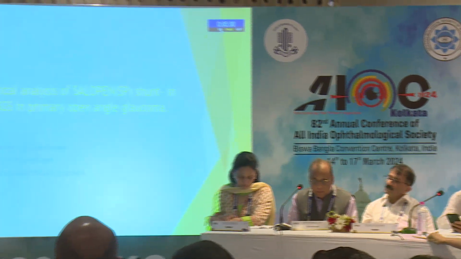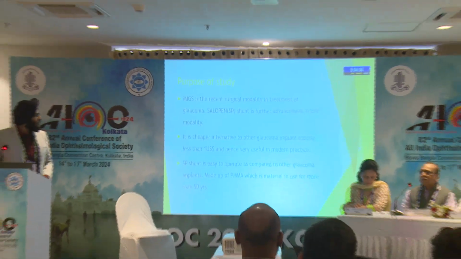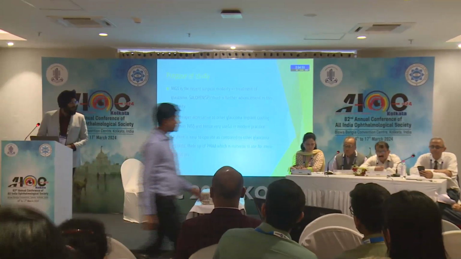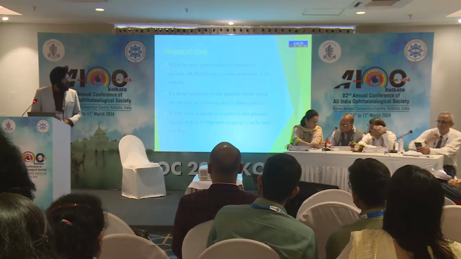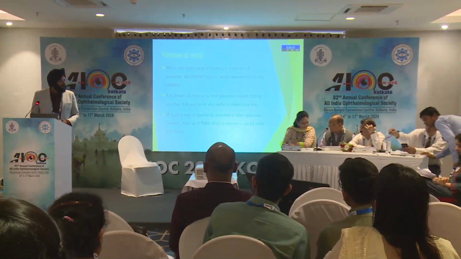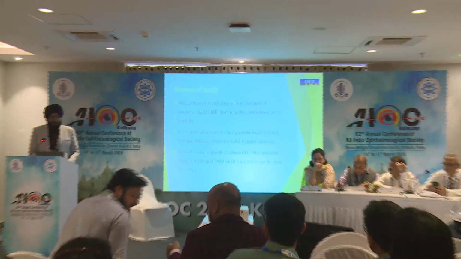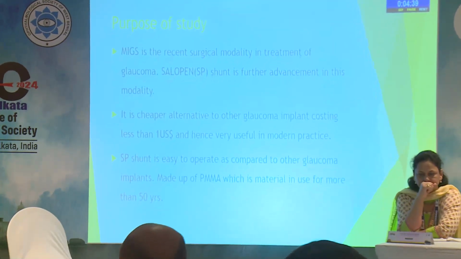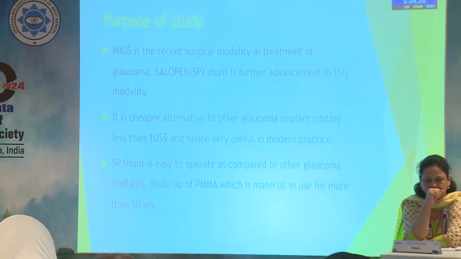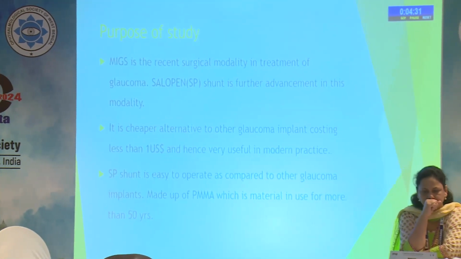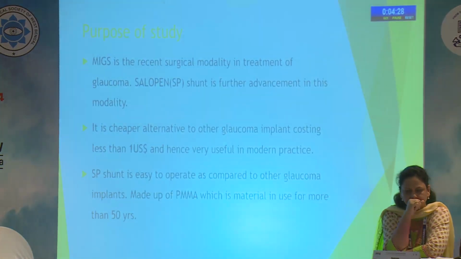Yes, sir. My topic for today is critical analysis of SP shunt in MIGS in primary open angle glaucoma. The main purpose of this study was to show that microincision glaucoma surgery is one of the most recent surgical modalities in treatment of glaucoma, and we have made the SP shunt, which is a further advancement in this modality. It is a cheaper alternative to other glaucoma implants, costing roughly 50 to 100 rupees, around $1, and it is very useful in modern practice. SP shunt is very easy to operate, the learning curve is easy compared to other glaucoma implants, and it is made of PMMA, which has been in use for more than 50 years.